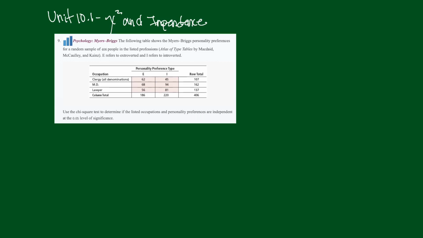And two events, you may remember, are independent if they have no relationship to each other at all. So I think what we're being asked here is to determine if personality preferences, if you're an extrovert or an introvert, and your occupation have nothing to do with each other. If you know somebody's occupation, you don't know their personality type. If you know their personality type, you can't make any prediction about their occupation.